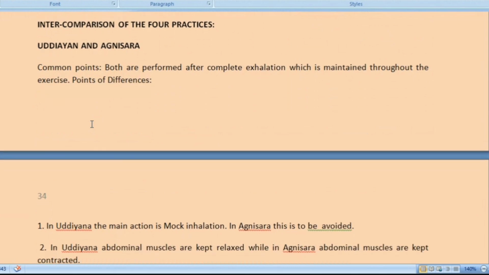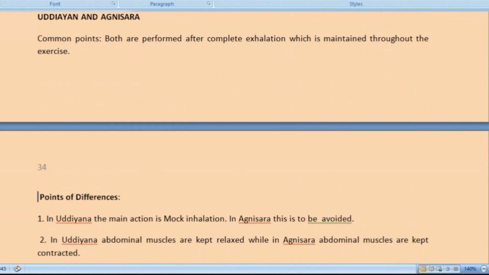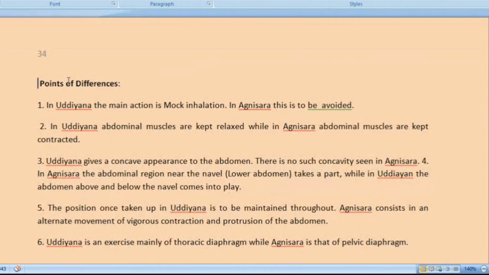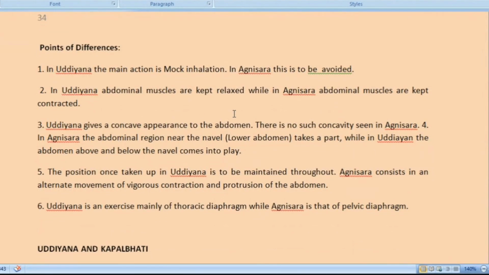Now there is an intercomparison of all the four practices. Uddiyana and Agnisar. Common point, both are performed after complete exhalation, which is maintained throughout the exercise. There are points of difference. In Uddiyana, the main action is mock inhalation. In Agnisar, this is to be avoided. Second, in Uddiyana, abdominal muscles are kept relaxed, while in Agnisar, abdominal muscles are kept contracted.